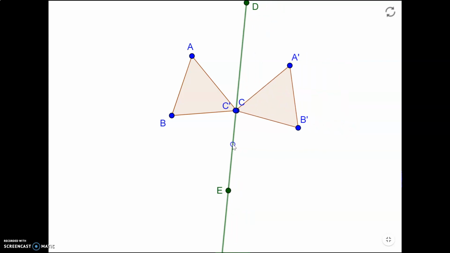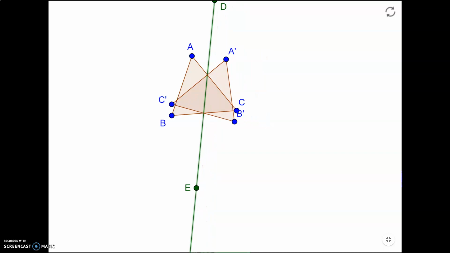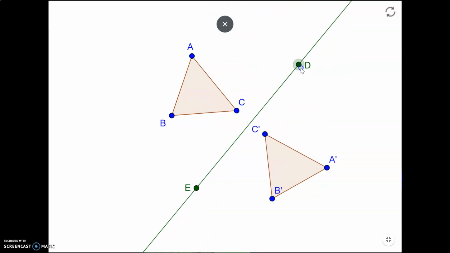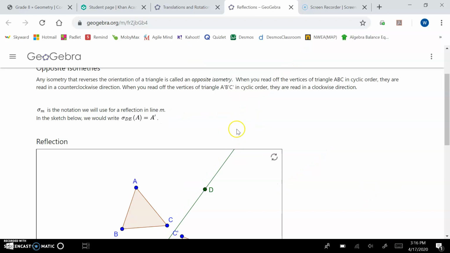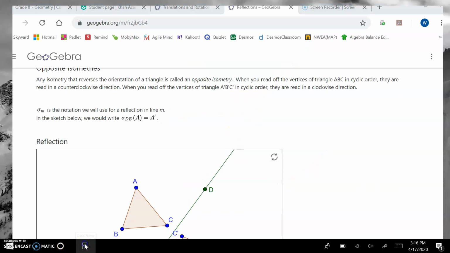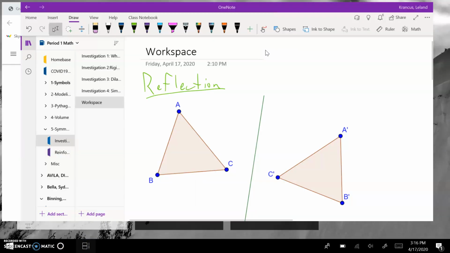You can make it so that the line of reflection is actually through one of the points or even through the middle of the shape, and it will keep following the mathematical definition of a reflection. So to get an idea of what's going on here, I'm going to switch over to OneNote so I can draw on there and take some notes.